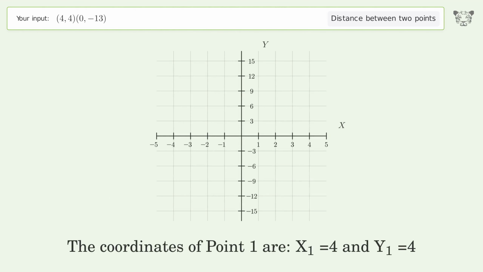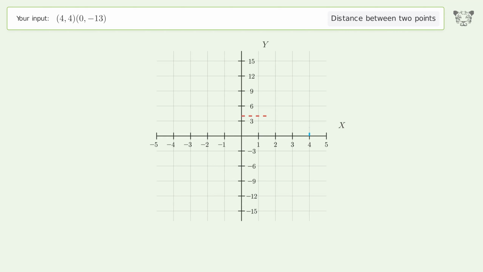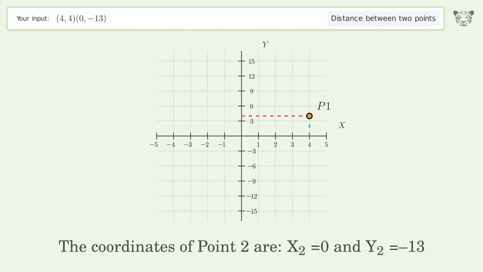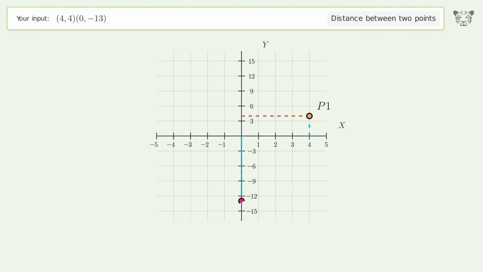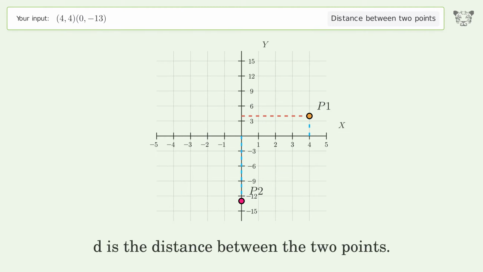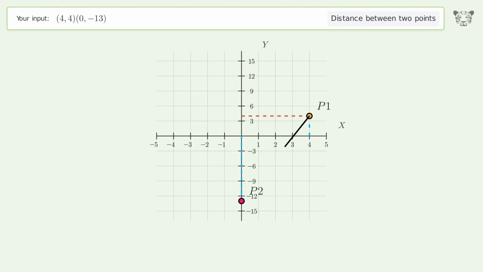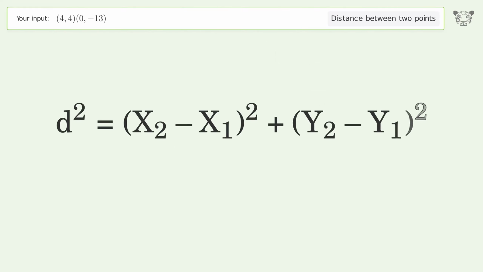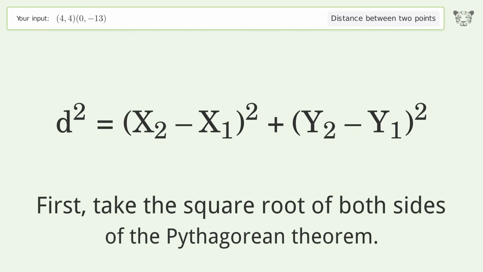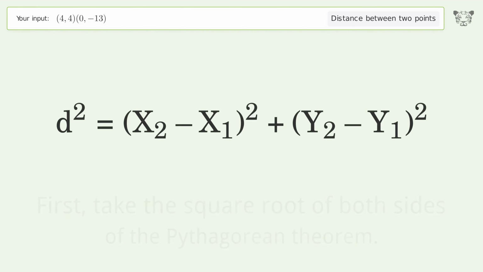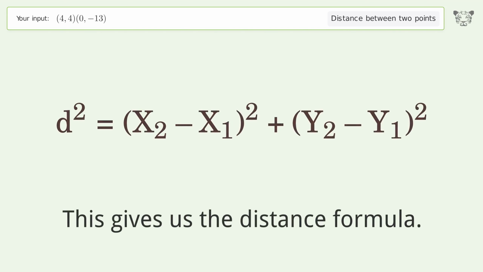The coordinates of point 1 are x1 equals 4 and y1 equals 4. The coordinates of point 2 are x2 equals 0 and y2 equals -13. D is the distance between the 2 points. First, take the square root of both sides of the Pythagorean theorem. This gives us the distance formula.